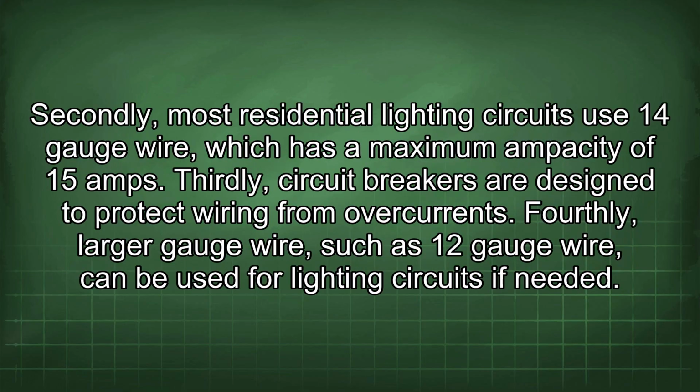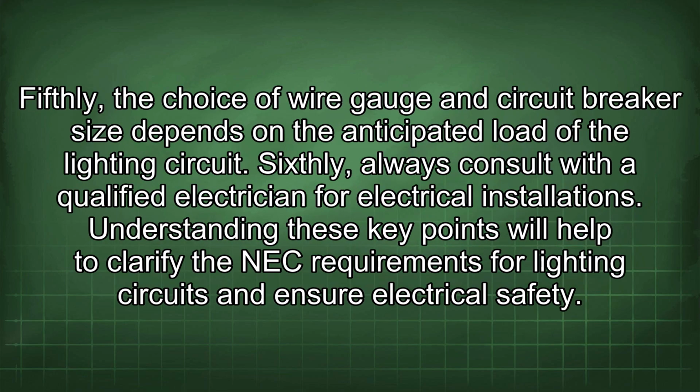Secondly, most residential lighting circuits use 14-gauge wire, which has a maximum ampacity of 15 amps. Thirdly, circuit breakers are designed to protect wiring from overcurrents. Fourthly, larger gauge wire, such as 12-gauge wire, can be used for lighting circuits if needed. Fifthly, the choice of wire gauge and circuit breaker size depends on the anticipated load of the lighting circuit. Sixthly, always consult with a qualified electrician for electrical installations. Understanding these key points will help to clarify the NEC requirements for lighting circuits and ensure electrical safety.